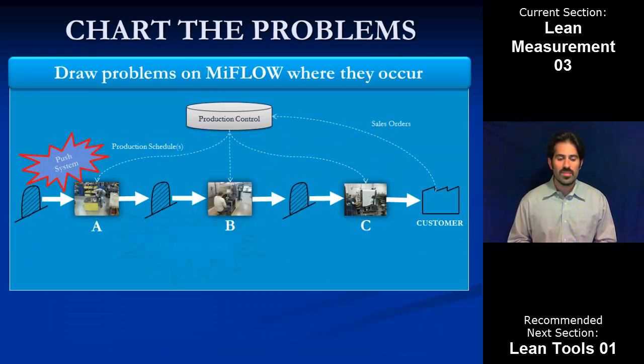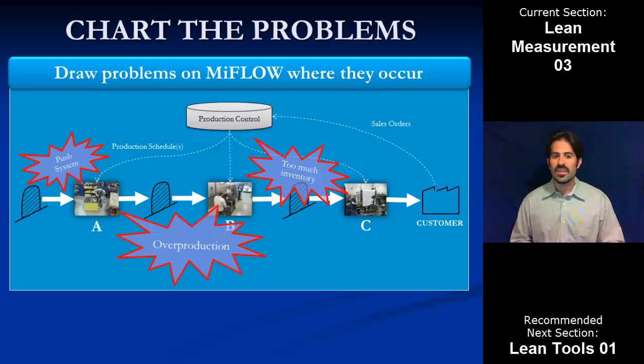And so when we chart the problems, we just draw them right on the map, right where they occur. So in the case of stagnation, too much inventory. Those push arrows, push system, not good thinking. Overproduction, we've got stuff piling up everywhere, all waste, all problems, all things that we can fix and want to fix.